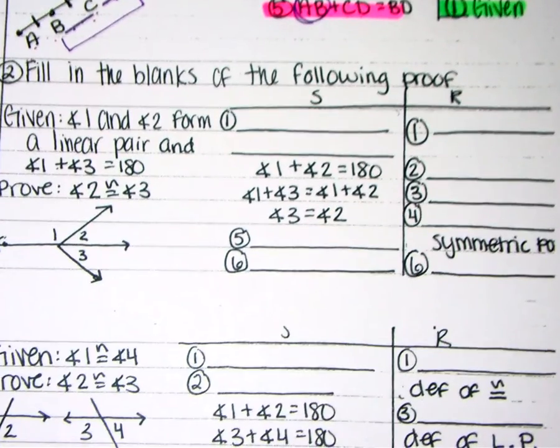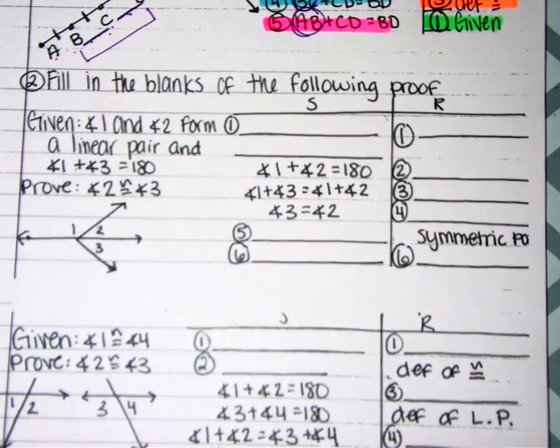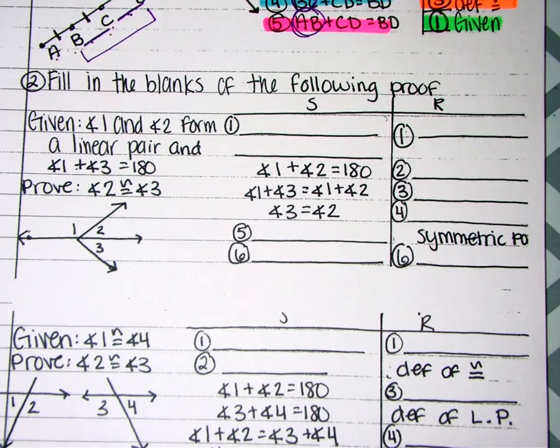They have to match, so just make sure to always check. That tip is going to come in useful right here when we do a fill-in-the-blank proof. So we've got given angle 1 and angle 2 form a linear pair, and angle 1 plus angle 3 equals 180. Prove angle 2 is congruent to angle 3.